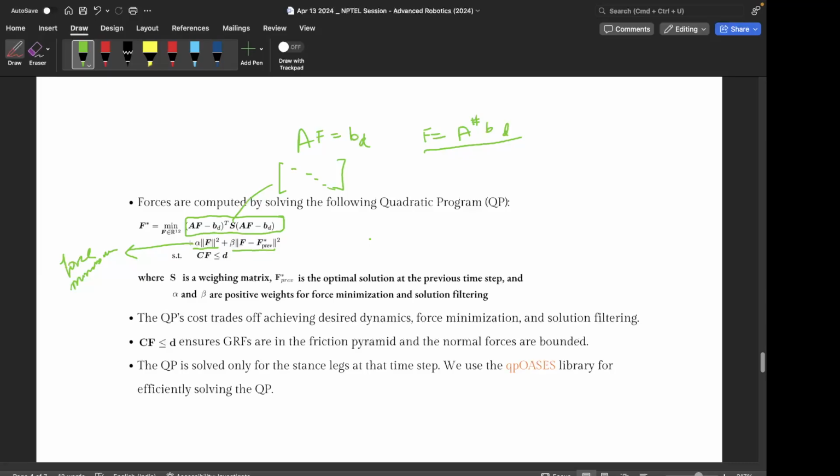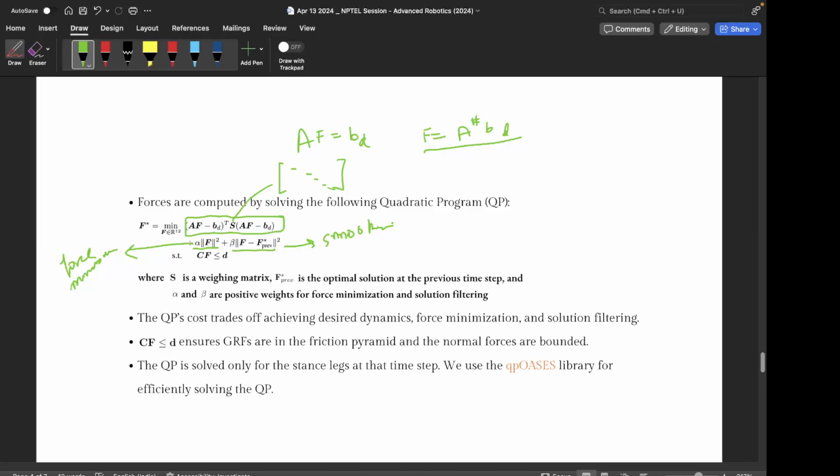So this is what we call smoothing, right? This ensures that the value of the optimal force does not change a lot going from one time step to another, because that would lead to torques that have very fast changes between them, and the actuator might not be able to follow them very accurately. So these are the three cost terms in the optimization problem, the QP problem.